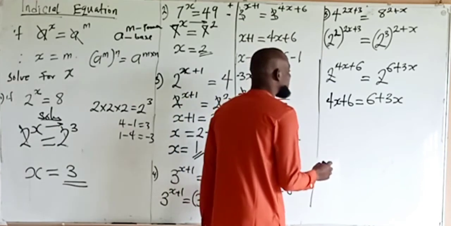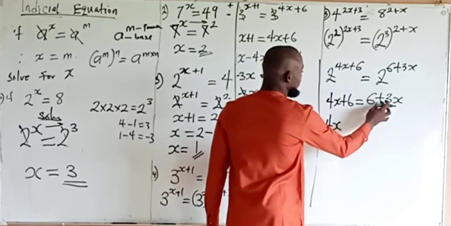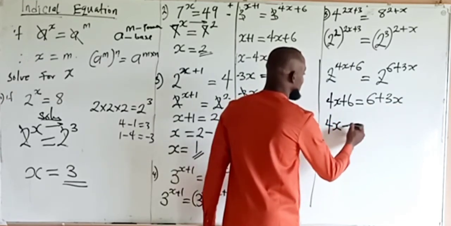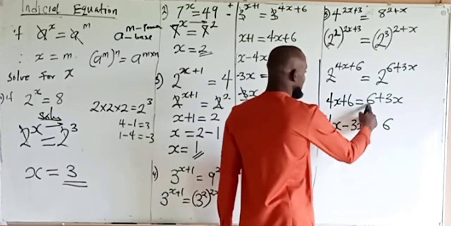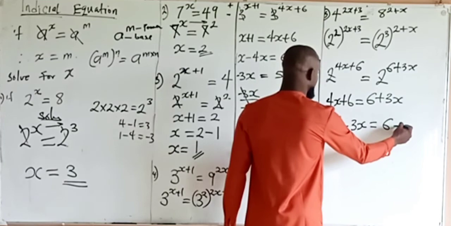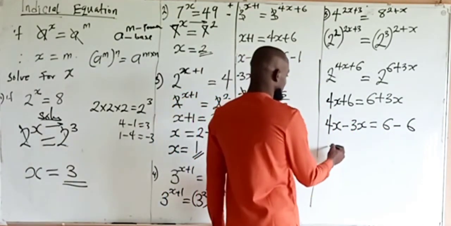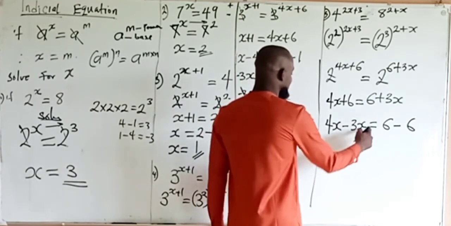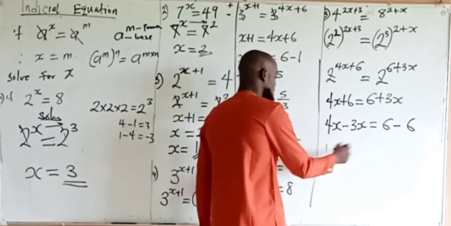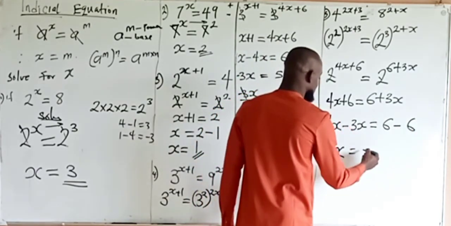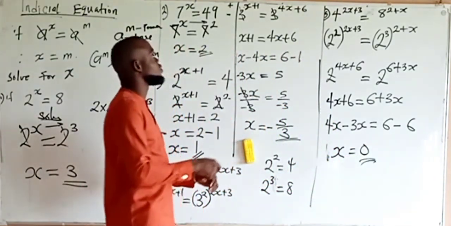Then the next thing, collect your items. We have 4x, and we have plus 3x, which becomes minus 3x, then equal to 6. If this one is plus 6, we change it to minus 6 as well. Then we have 4x minus 3x, that will be x. 4 minus 3 is 1, so we leave it as x. Then 6 minus 6 gives us 0. So actually in this problem, our x is equal to 0.